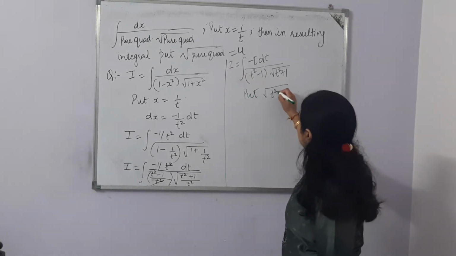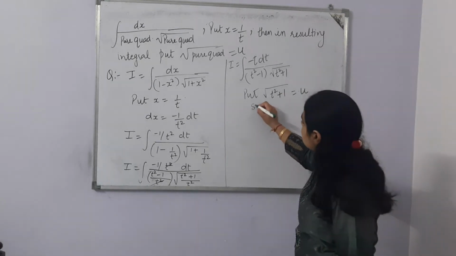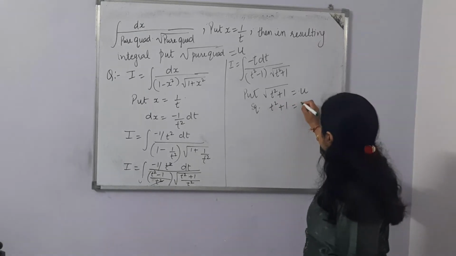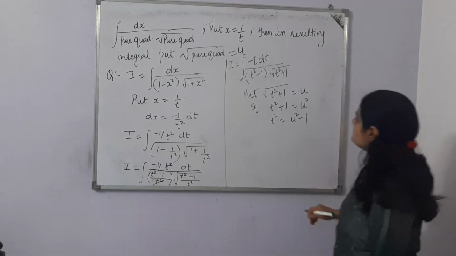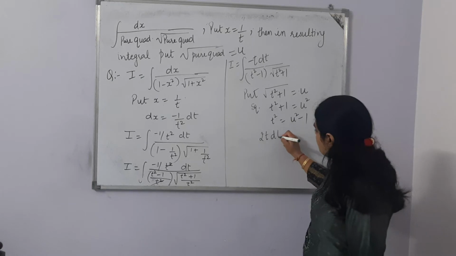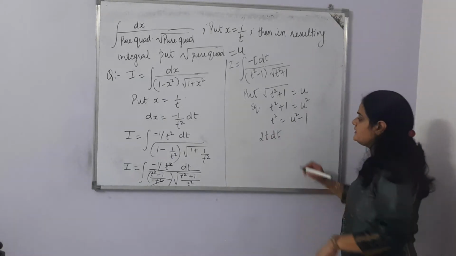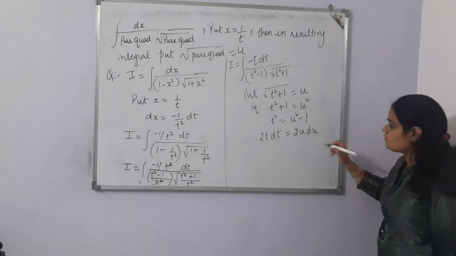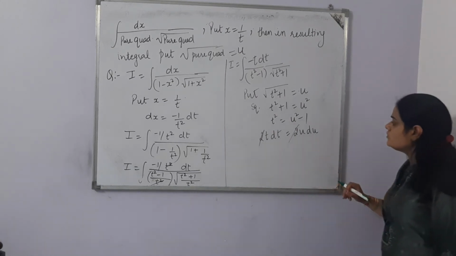So we need to substitute under root t square plus 1 is equals to u. After squaring, what will we get? t square plus 1 is equals to u square. So t square is equals to u square minus 1. And after taking its differentiation, we will get 2t dt is equals to 2u du, and once differentiation is 0. This 2 will cancel out with 2. t dt is equals to u du.